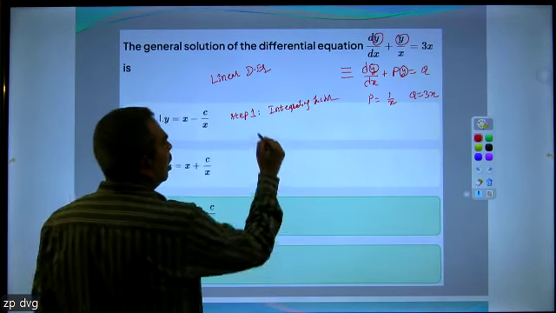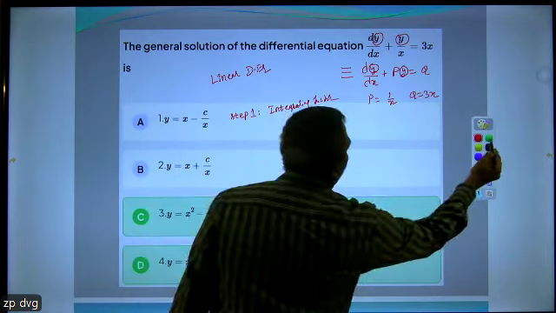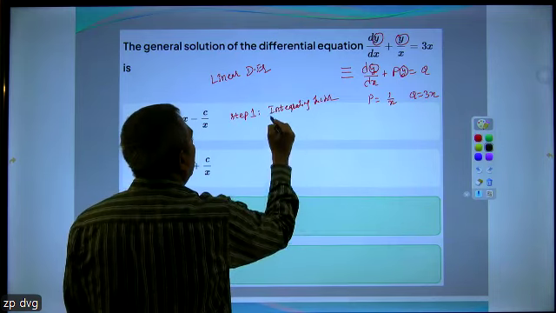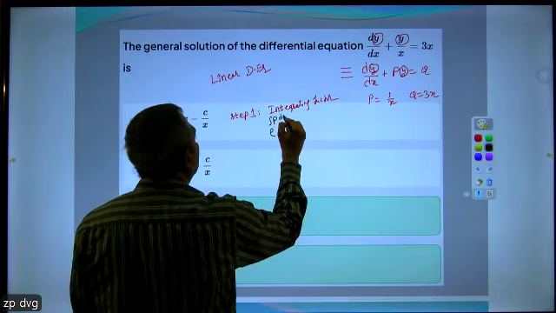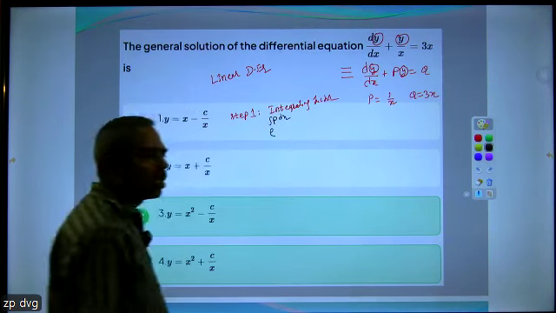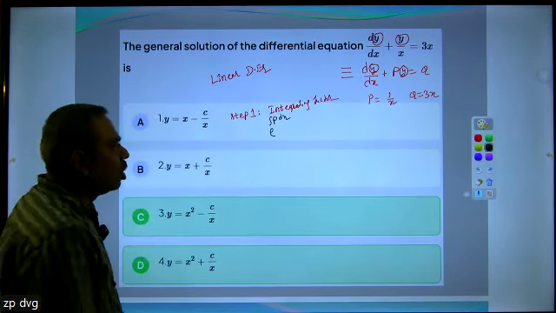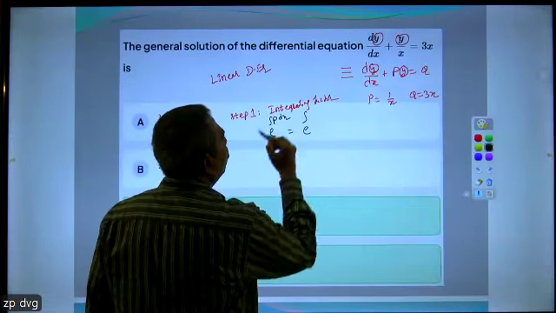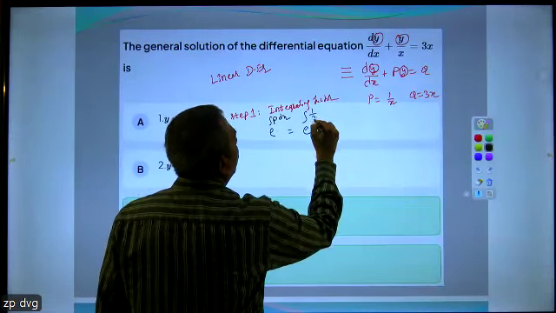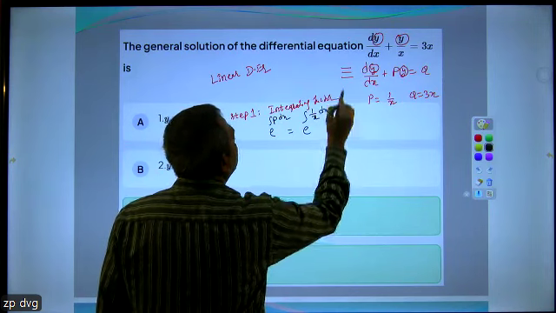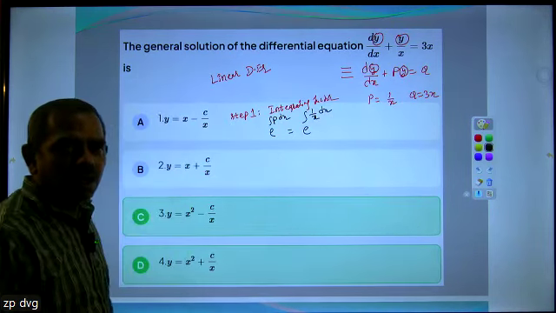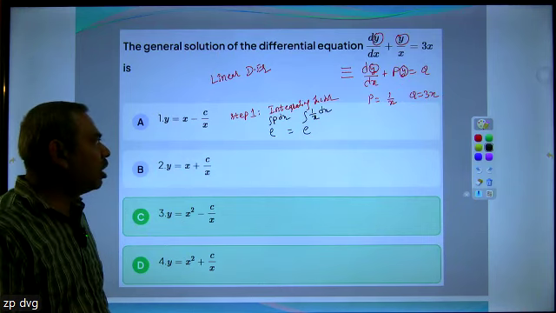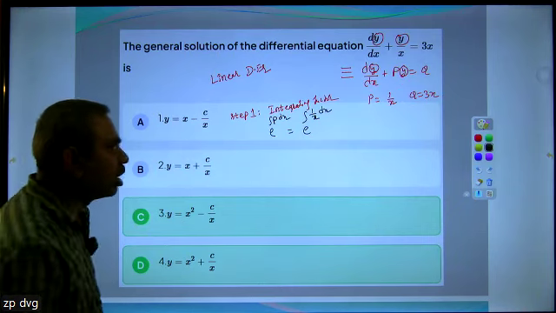Okay. So what is meant by integrating factor? The integrating factor is e to the power integration of p dx. This format is called the integrating factor. You try to find it. So what we get here is e to the power integration of p. What is the p value? 1 by x dx. So e to the power integration of 1 by x into dx.